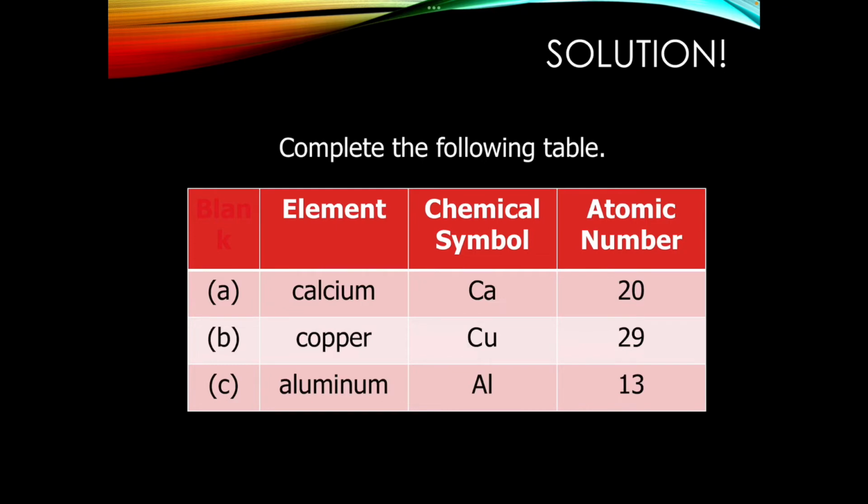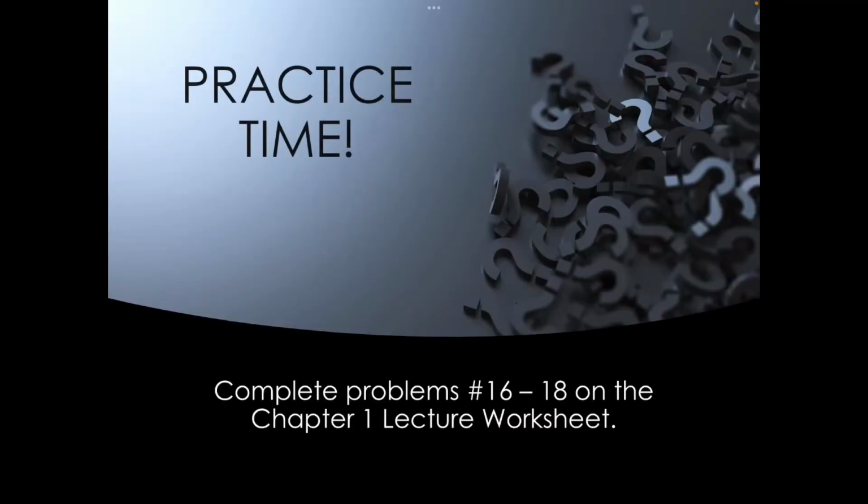Alrighty, so calcium is Ca and its atomic number is 20. Copper is Cu, okay, and its atomic number is 29. And then aluminum is Al and its atomic number is 13. So if you have any questions on this, go ahead and send them to me. Otherwise, we will move forward.